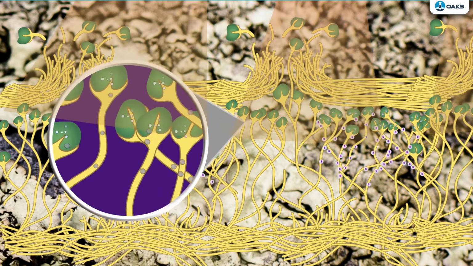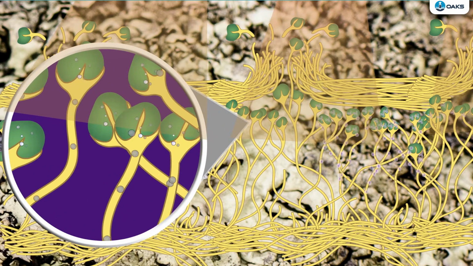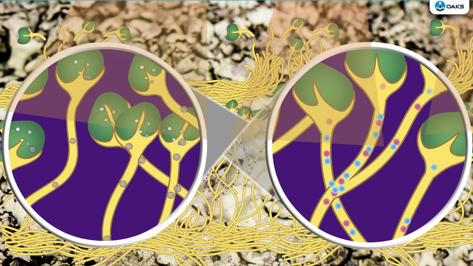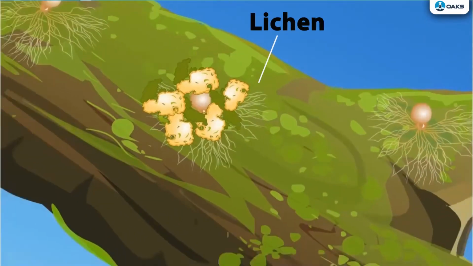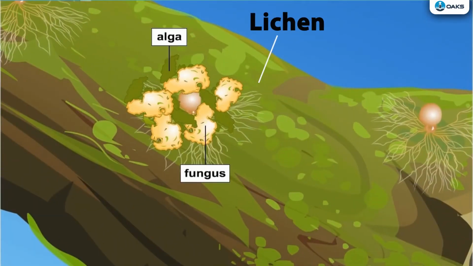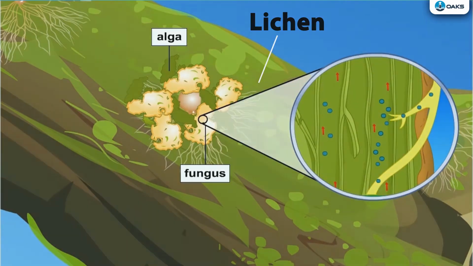Lastly, about symbiotic nutrition: in this mode of nutrition, two organisms live in close association to benefit each other by sharing food and other resources. This is seen in lichens, where fungi and algae live close together.